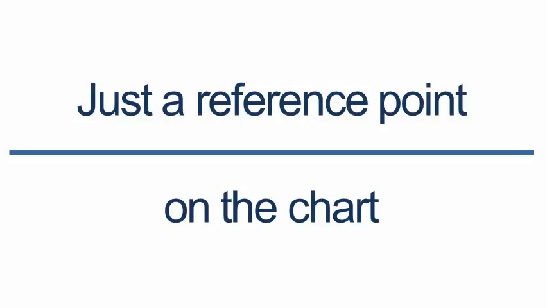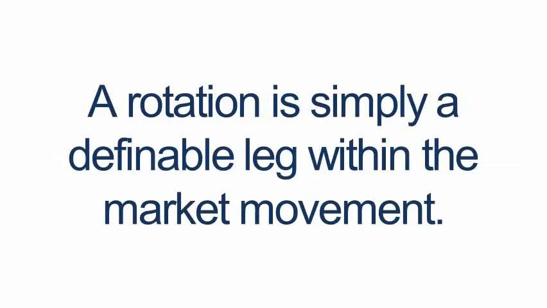A technical level of support and resistance is merely a reference point for subsequent activity, and this must be at the forefront of a trader's mind when looking for clues to take their next trade. Now, before we get into how a market can respond to a level, it's absolutely crucial to cover rotations. A rotation is simply a definable leg within the market movement. It doesn't have to be a big directional swing.